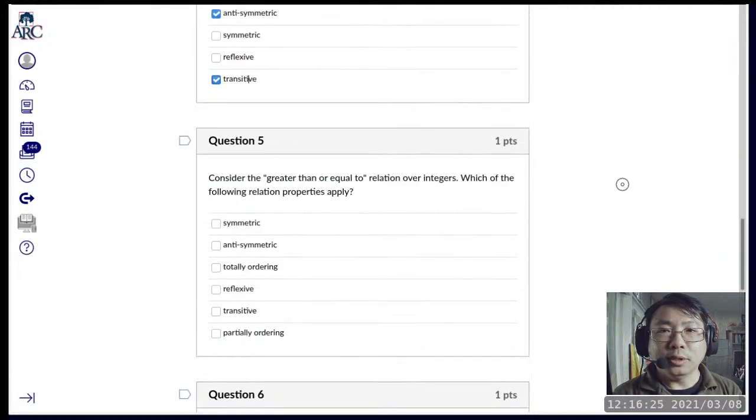And now we move on to number 5. Consider the greater than or equal to relation over integers. It's always asking which of the following relation properties apply. The first thing is it is not symmetric, because if you choose 4 and 5, 5 is greater than or equal to 4, but 4 is not greater than or equal to 5, so it's not symmetric.